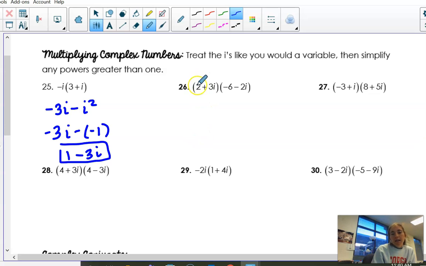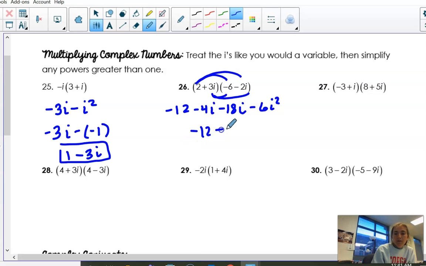26. Do double distribution. Negative 12 minus 4i minus 18i minus 6i squared. Negative 12 minus 22i minus 6i squared becomes minus 6 times negative 1. So that becomes positive 6. So I've got negative 12 minus 22i plus 6. So our final answer is negative 6 minus 22i.